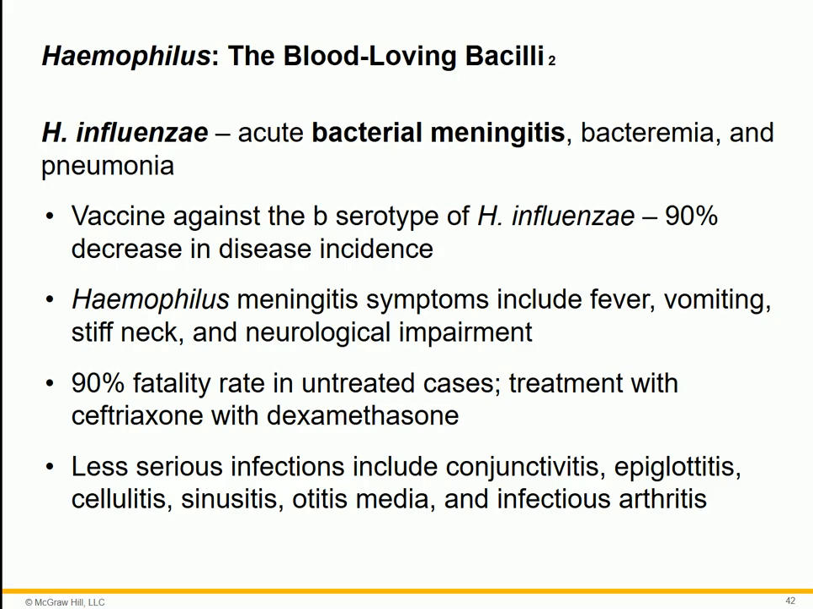Now, Haemophilus influenzae can cause pneumonia, it can cause bacterial meningitis, and it could spread through the bloodstream, leading to bacteremia. There is a vaccine against it, against the B serotype of H influenzae, because there's an A and a B serotype. The vaccine is against the B serotype only.